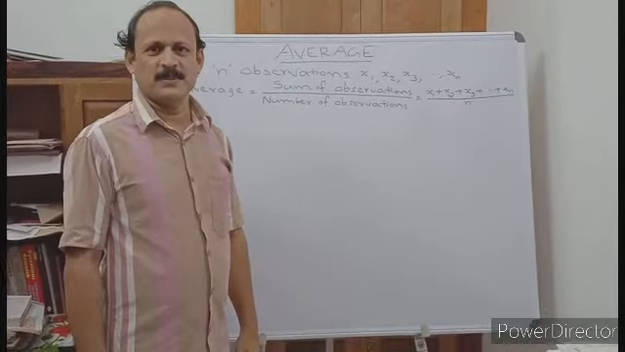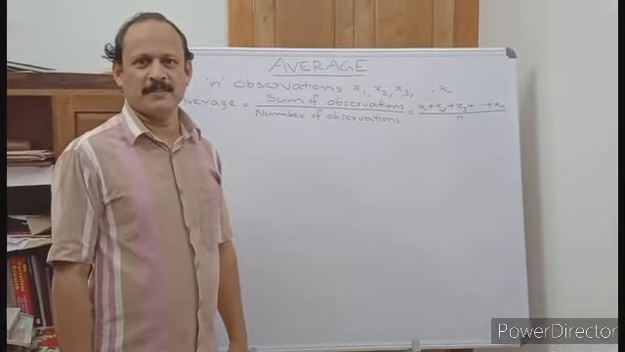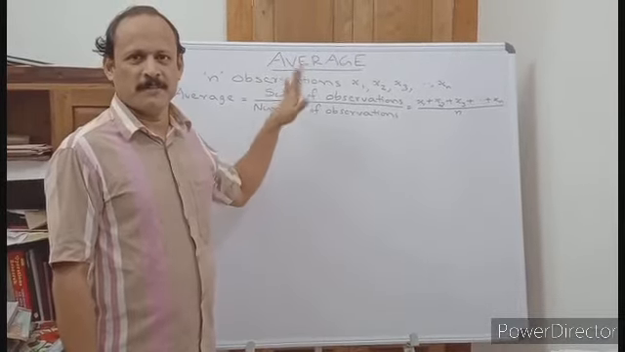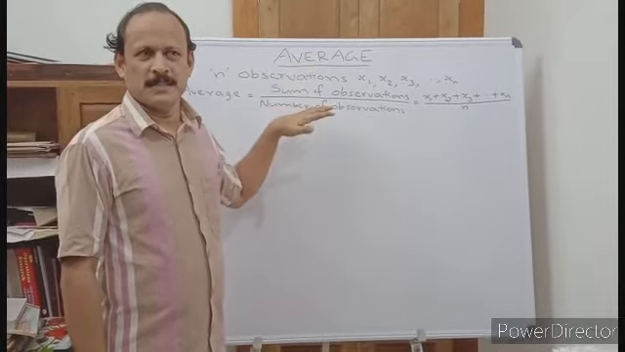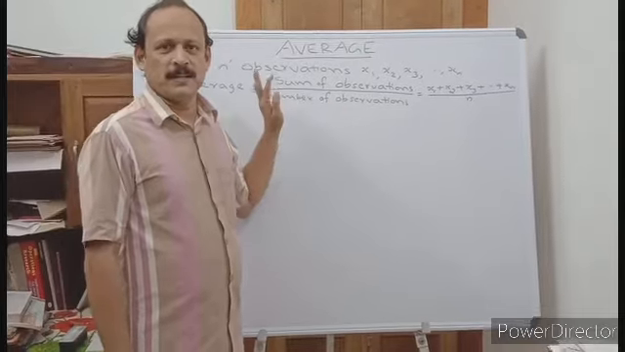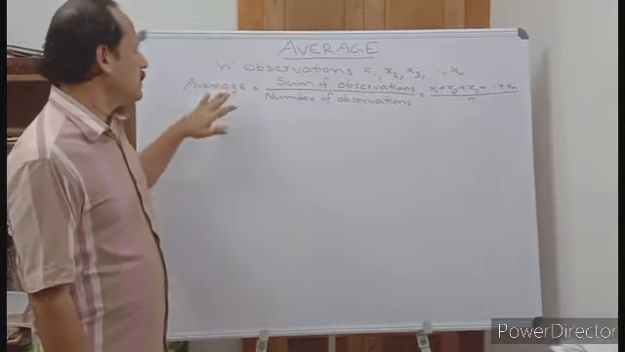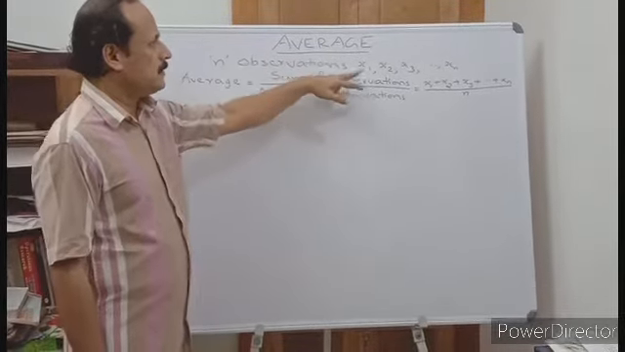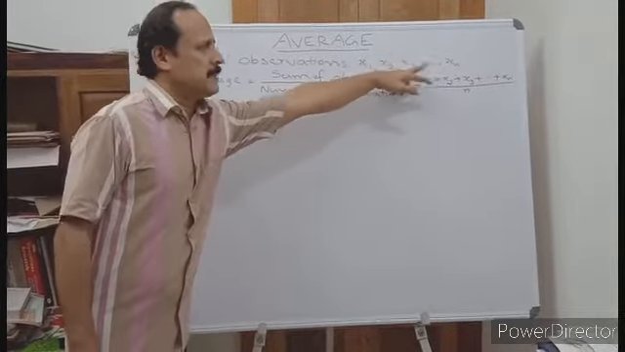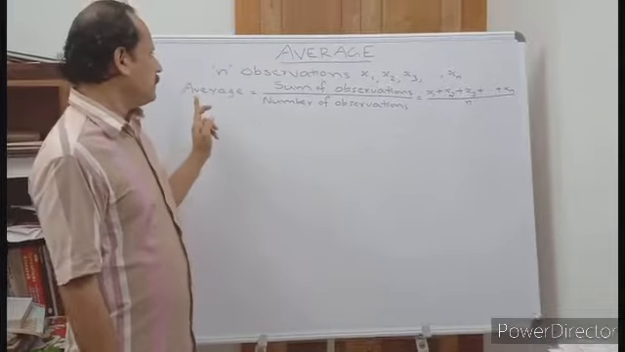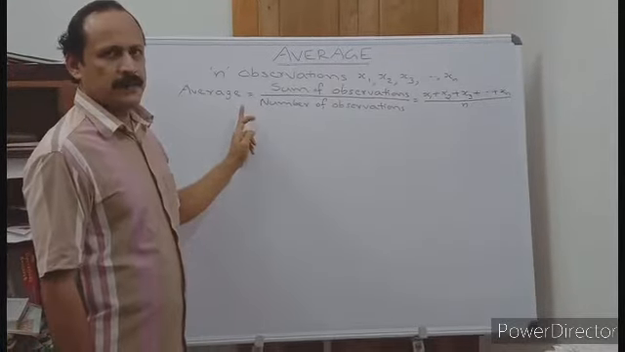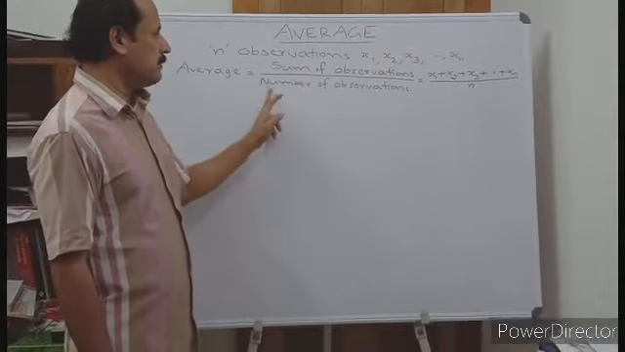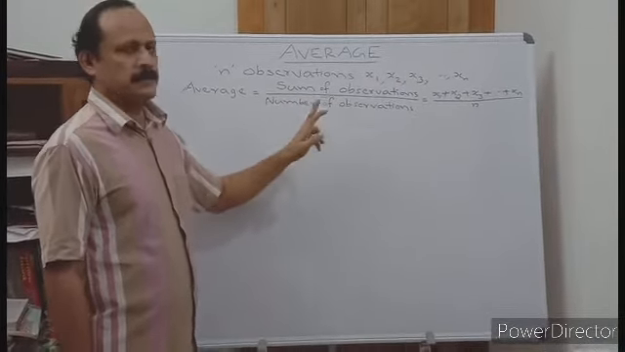Students, today we discuss the topic average, and you are already familiar with this topic. Let us go to the formula to find out the average. Suppose that there are n observations x1, x2, x3, etc. Then the average equals the sum of observations divided by the number of observations.